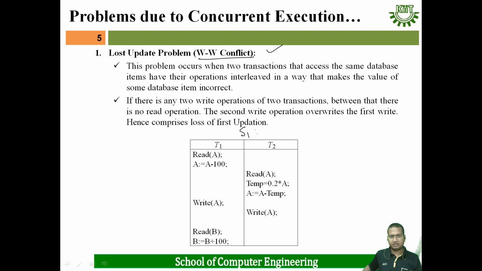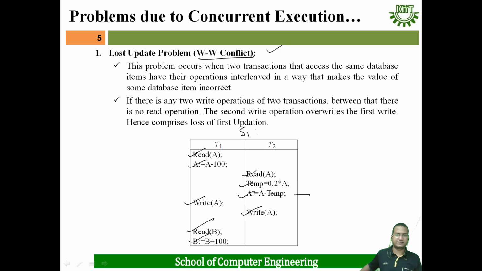First, instruction 1, read A of transaction T1, gets executed. Then the second instruction of T1 gets executed. Then the first instruction of T2, then the second instruction of T2, then the third instruction of T2 gets executed. This is the sequence order in which the various instructions of T1 and T2 get executed, in this order, one after another.